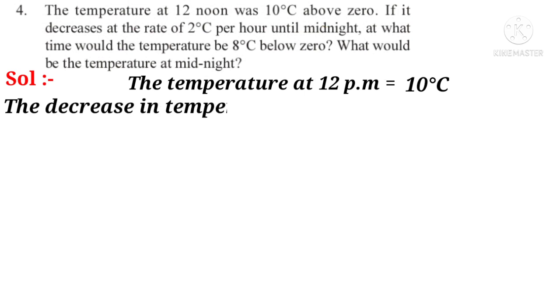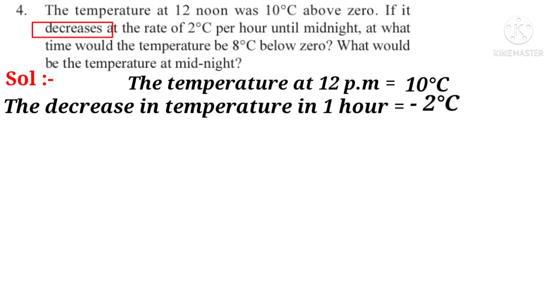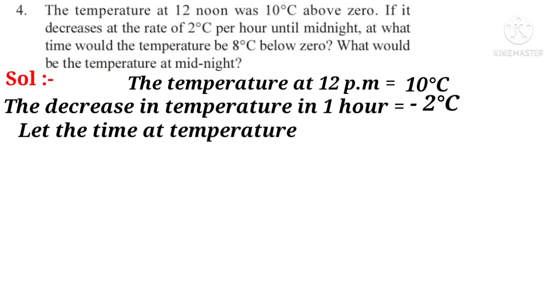The decrease in temperature in 1 hour is equal to. Observe the word decrease. It indicates minus. So minus 2 degrees centigrade. Let the time taken for minus 8 degrees centigrade be H say. Here observe the word below. It indicates minus. So minus 8 degrees centigrade. So to find out at what time the temperature becomes minus 8 degrees centigrade.